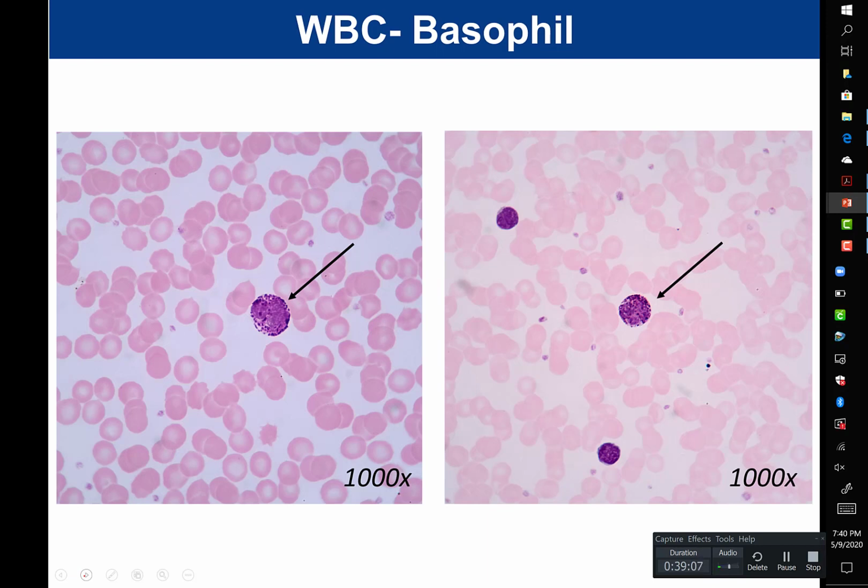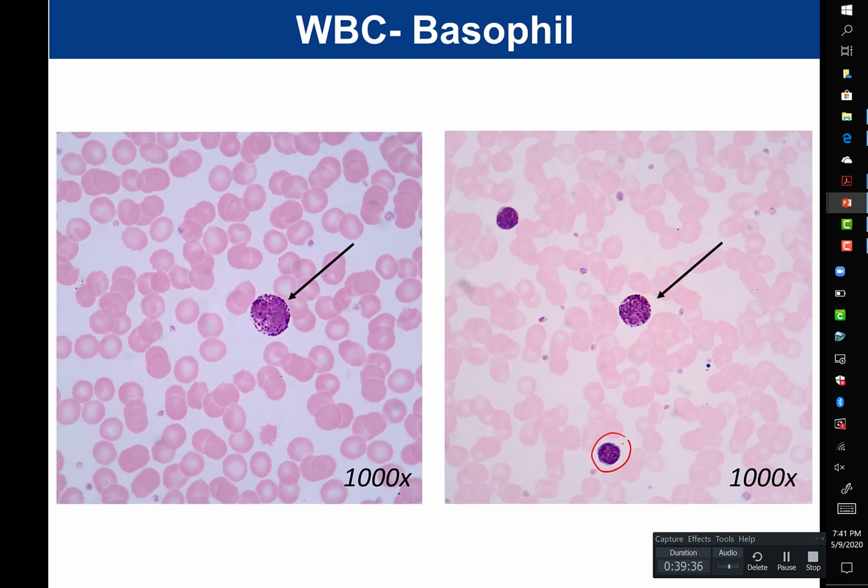Next, we have our basophil. So here are two pictures of a basophil. So notice that you can see with the arrow, those are the basophil. Again, those have the dark purple cytoplasmic granules. Compare that to this cell down here. If you were trying to identify that cell down there, what would you classify that bottom cell as?